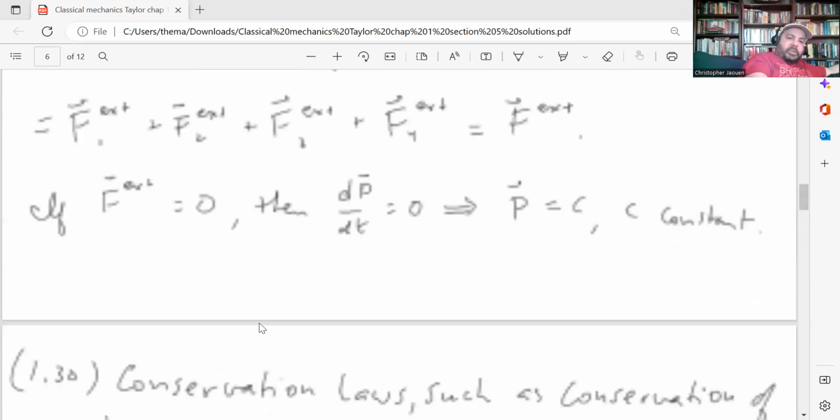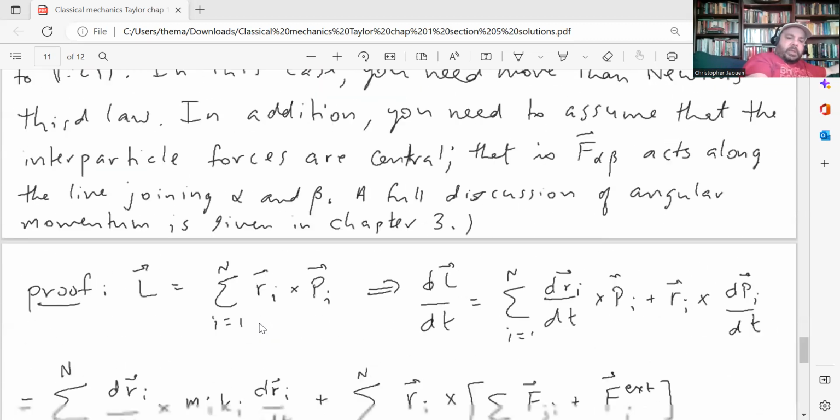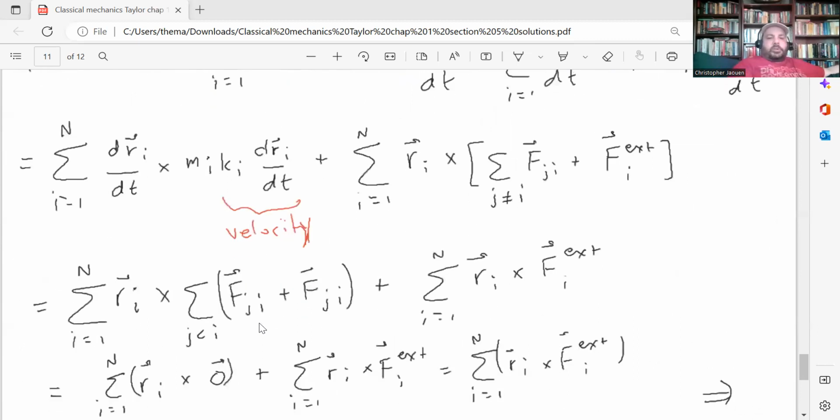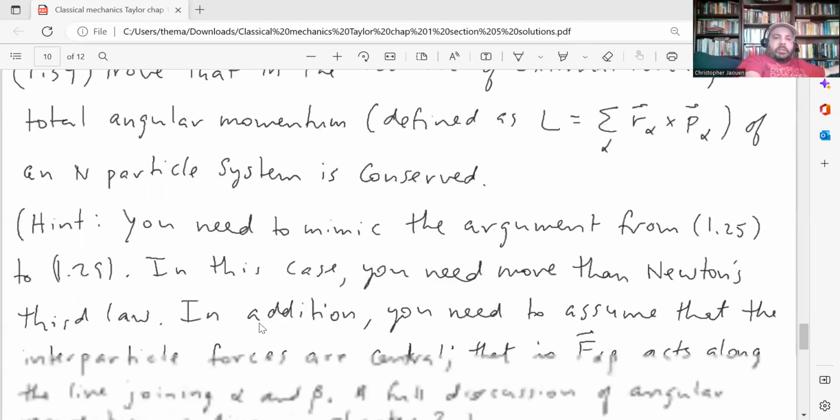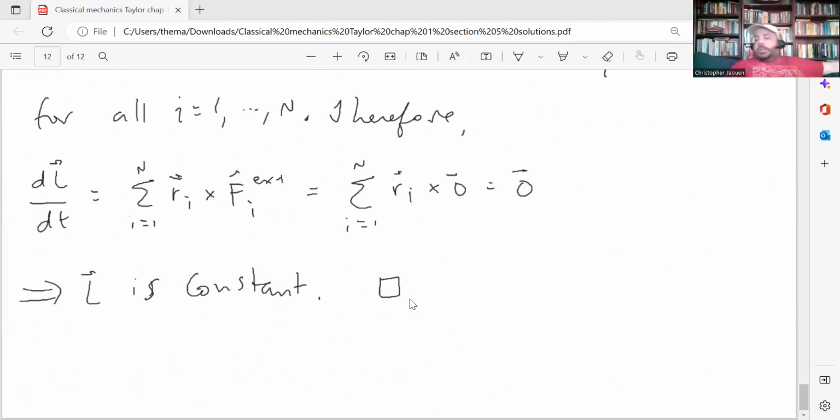proofs for the other cases here for the conservation of momentum. But you have to know a little bit about cross products, and like he said, you also have to know that the forces are central. And that's it. Those are the problems I did for this section.